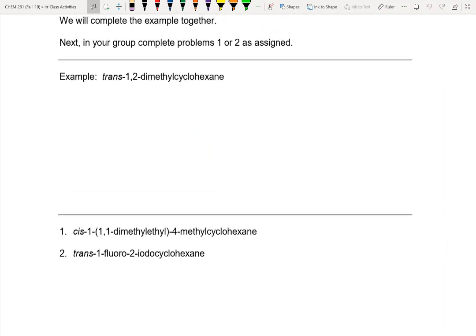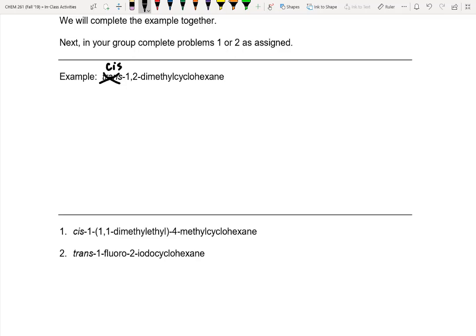All right, so in-class activity, we're going to look at trans 1,2-dimethyl cyclohexane. Or actually, shoot, we already did this one in class yesterday, didn't we? All right, let's change it. Cis 1,2-dimethyl cyclohexane. I didn't realize we did our example on accident.